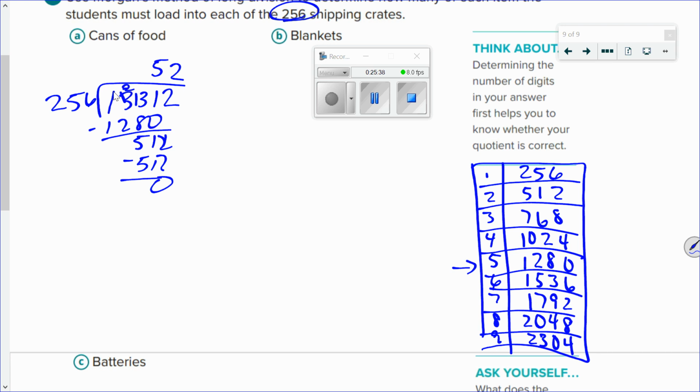If I've got the chart built, how long did it take us to do that chart? Not long at all, because literally all I'm doing is adding 256 each time, right? But you see how easy it made the problem? What about blankets? What was my number for the blankets? 9472. So I do the same thing.